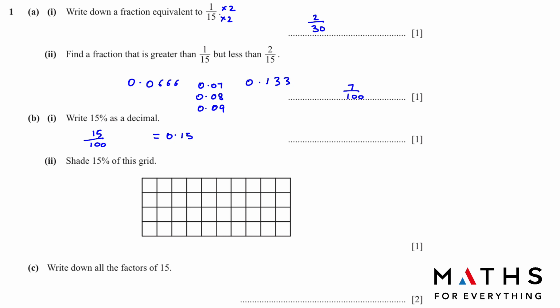B2, shade 15% of this grid. Let's count how many columns we have. We got 1, 2, 3, 4, 5, 6, 7, 8, 9, 10. So one column is 10%, 20, 30, like that. So this is 10%. And if we shade half of this, we will get 15%.